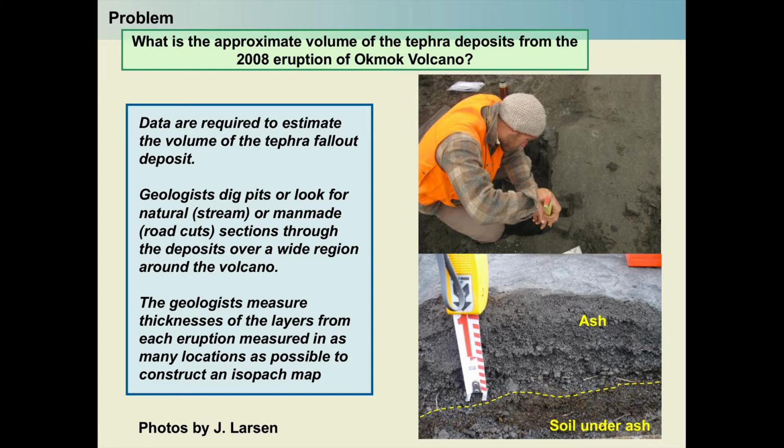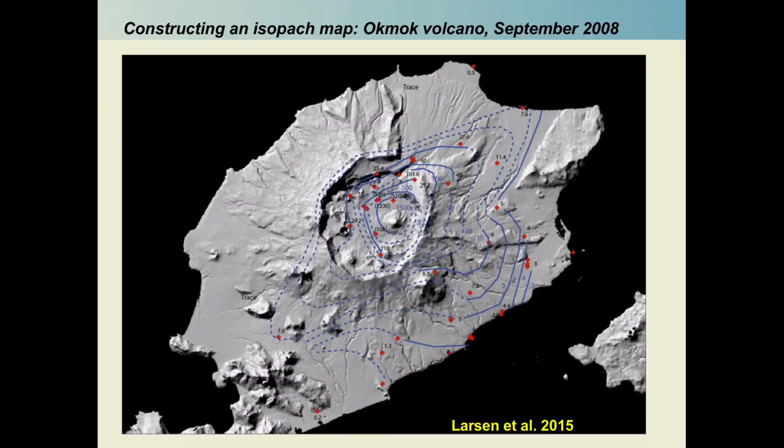So we dig pits, we look for natural or stream or man-made road cuts, and we identify the deposit we want to measure the thickness of. We measure the thicknesses of those deposits. We also collect a lot more observational data and samples to get the chemistry and the componentry of the deposit. Then you have a map base. In this case, I'm showing you an example of what my isopach map looked like from this eruption.